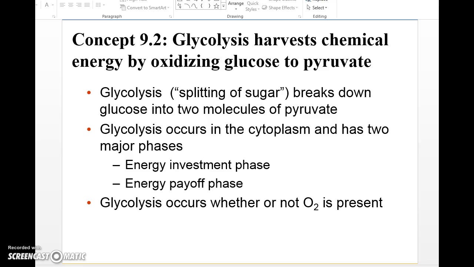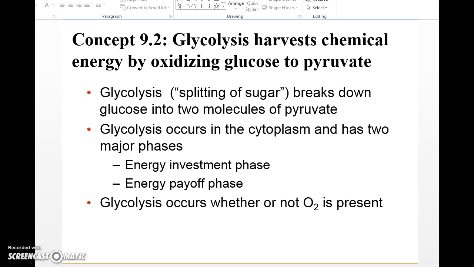And this breakdown actually produces energy that the cell is going to use for performing work or to perform certain functions. And this is done by oxidizing glucose to pyruvate. We have already talked about oxidation and reduction reactions. So this is an oxidation reaction where glucose is getting oxidized to form pyruvate.